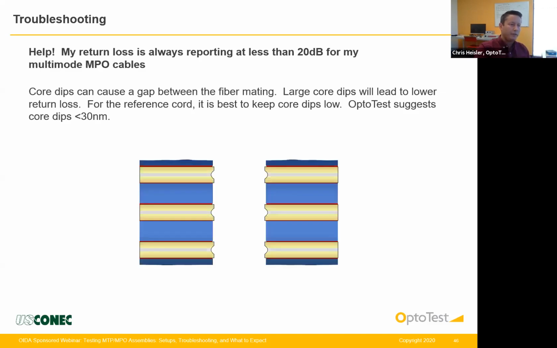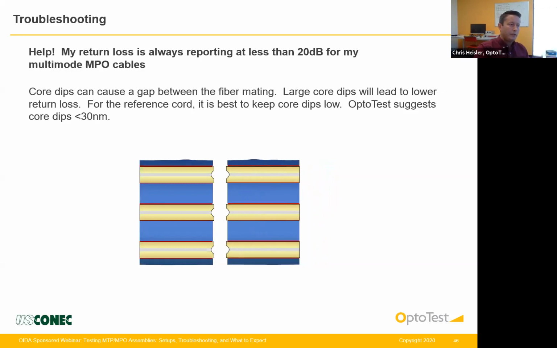So here you see we have 2 MPO connectors and they're going to mate. You see they make proper physical contact. The glass contacts each other. However, due to the large core dip, you still have an air gap between the cores. Again, the core is where the light is traveling. So if you have an air gap there, you'll get a Fresnel reflection of roughly 14 or 15 dB.